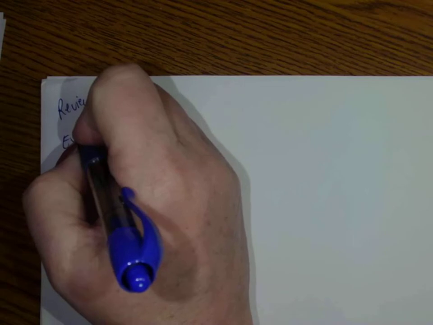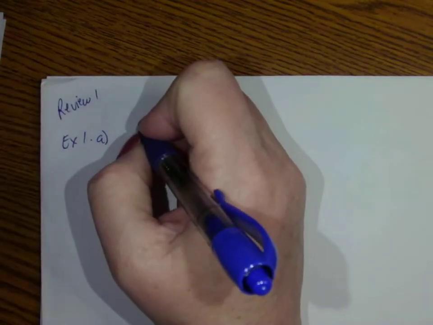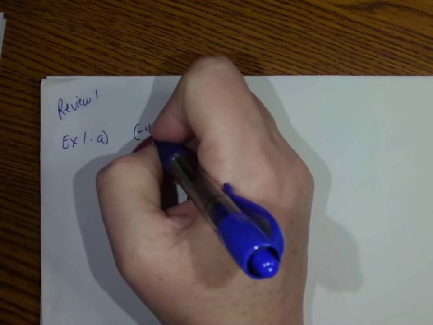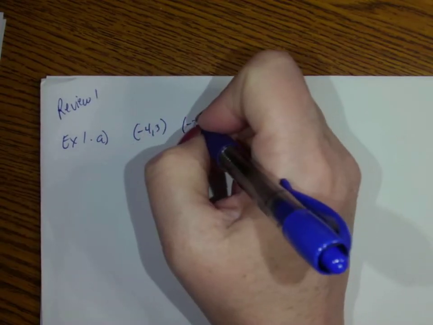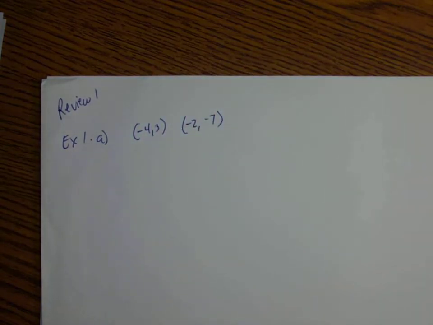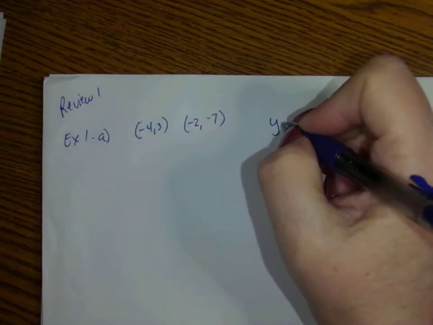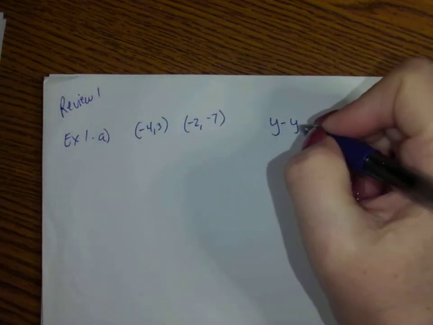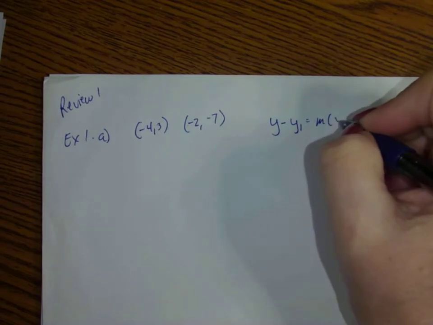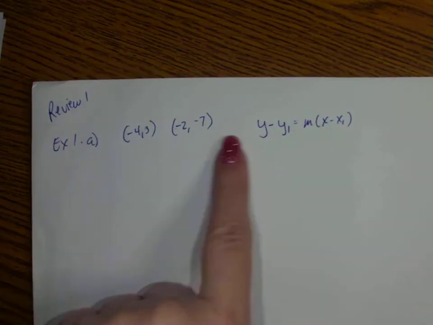So example 1, part A, we have 2 points. We have -4, 3 and -2, -7. So if you need to write the equation of a line, recall that the equation of a line is going to be y minus y1 equals m times x minus x1. And it won't matter which point we choose.